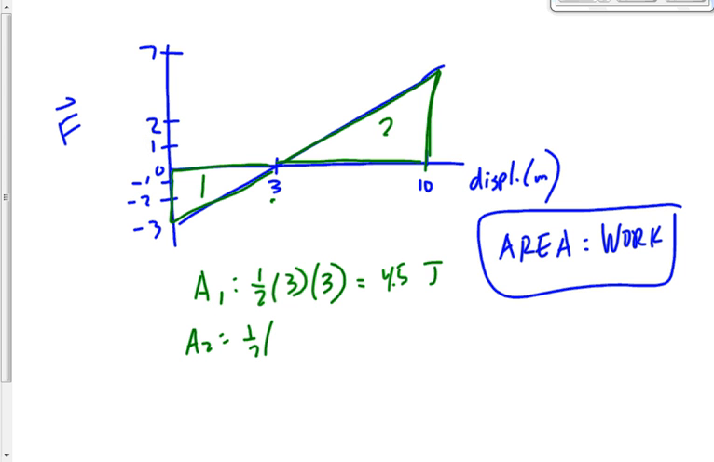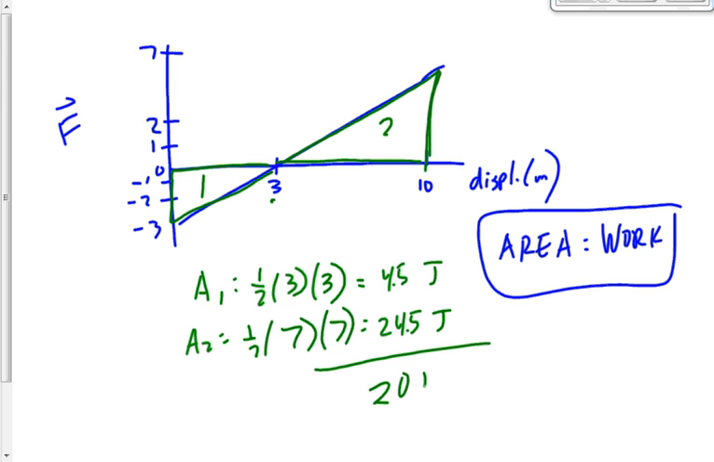The area of section 2 is also a triangle, 1/2 of base times height. We're going from 3 to 10 for the base here, so the base is going to be 7. The height goes from 0 to 7. That gives 24.5. What do you think we're going to do with those 2 areas? I heard somebody say it. What is it? Add them. When we add 4.5 plus 24.5, we get 20.